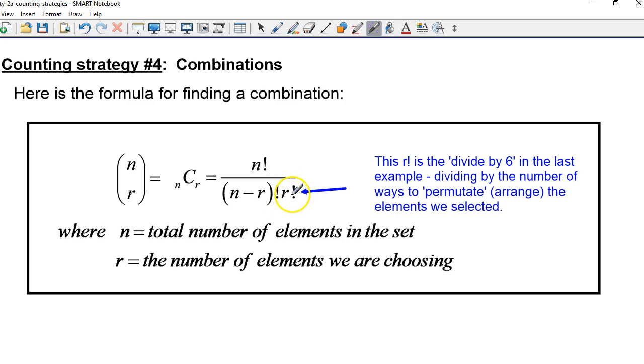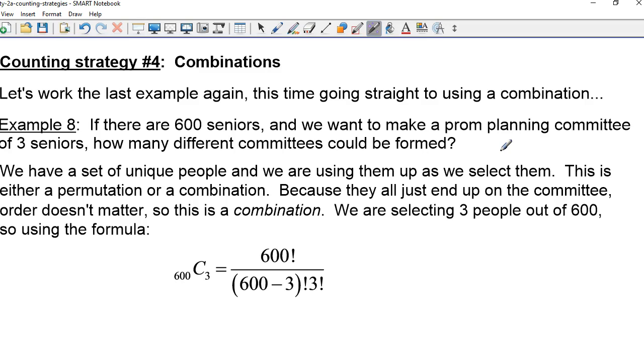That extra r factorial is the divide by 6 in the last example. It's dividing by the number of ways to permute or arrange the elements that we select. So let's again rework this example, but this time we'll do it with a combination formula.